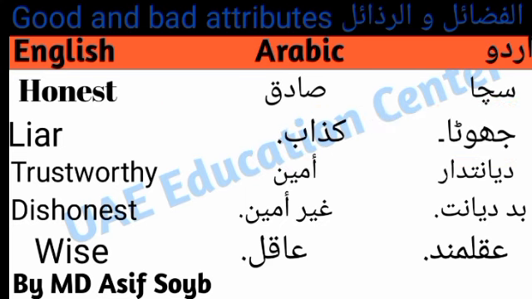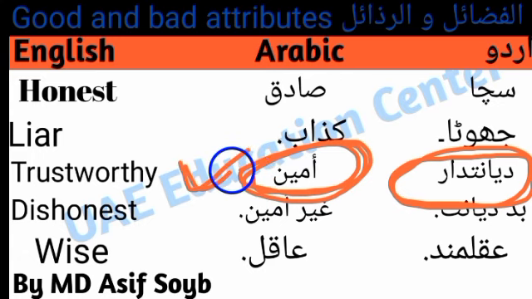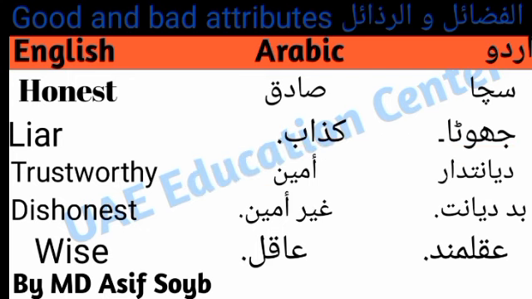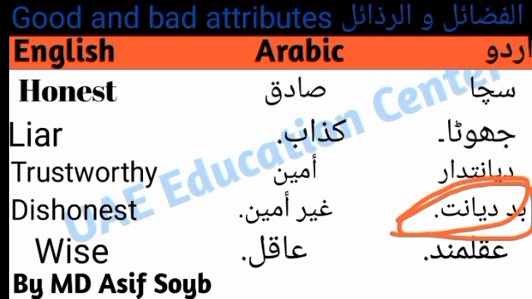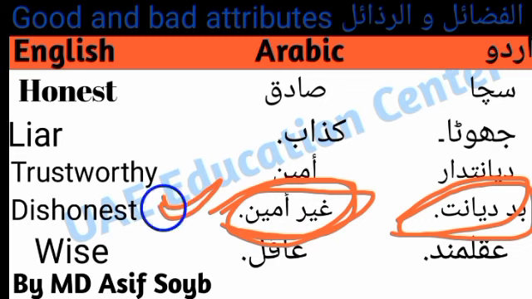Next word in Urdu, diyanatdar. And in Arabic, ameen. And in English, trustworthy. Next word in Urdu, baddiyanat. In Arabic, ghayru aminin. And in English, dishonest.